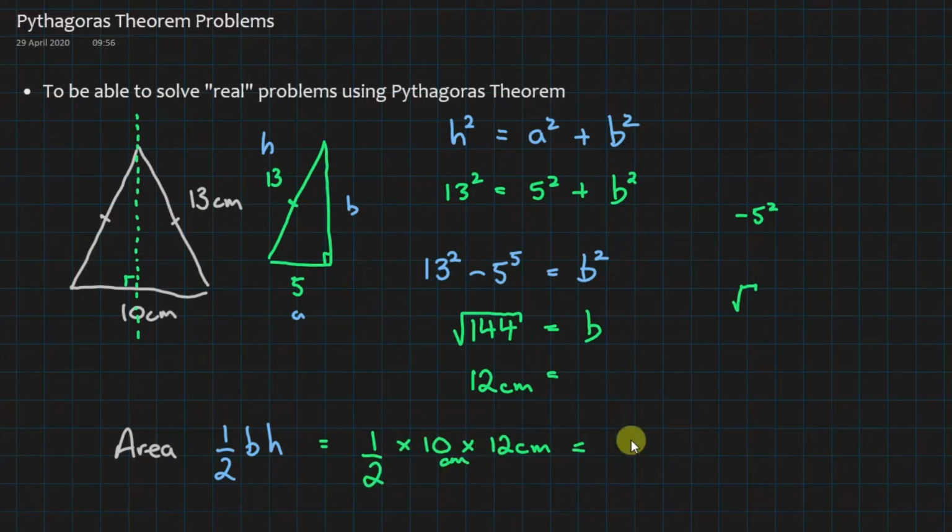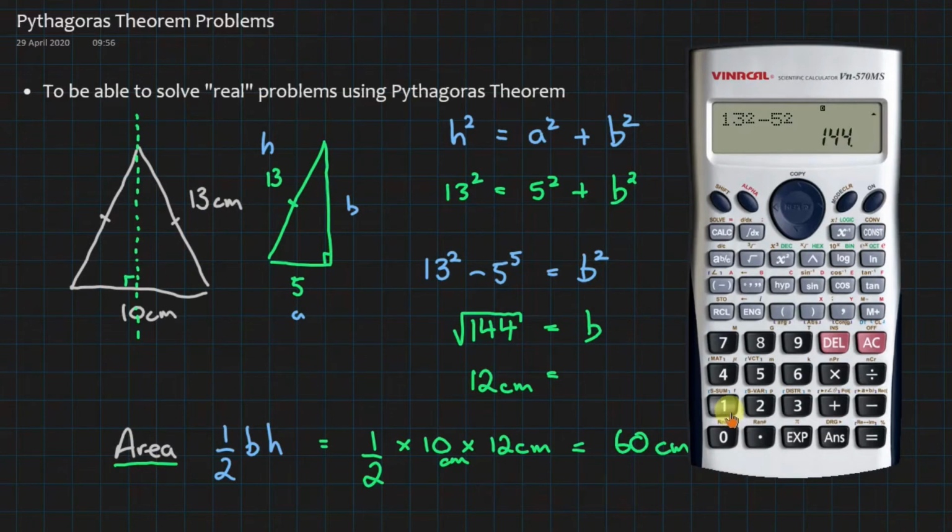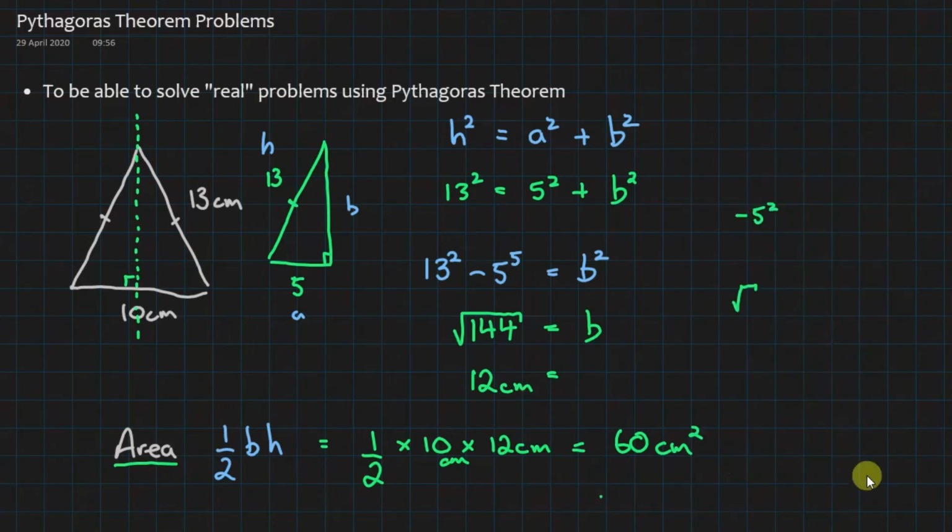So I've got 5 times 12, which is 60 centimetres squared because it's an area. I'm not sure that you believe me. Let's just check the square root of 144 is 12, correct. Now we're going to take that answer and do 1/2 times 10, the base of the isosceles triangle, and times the perpendicular height, the one I've just calculated, and that gives me my answer, 60.